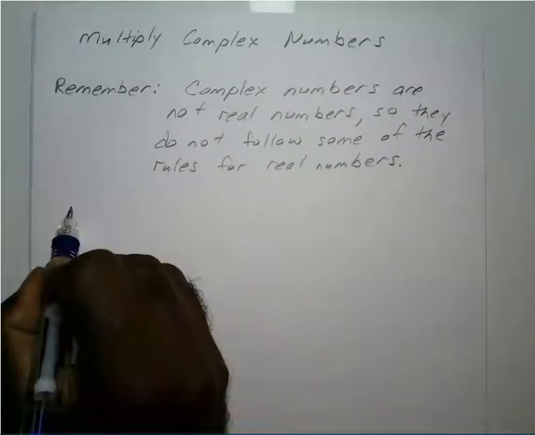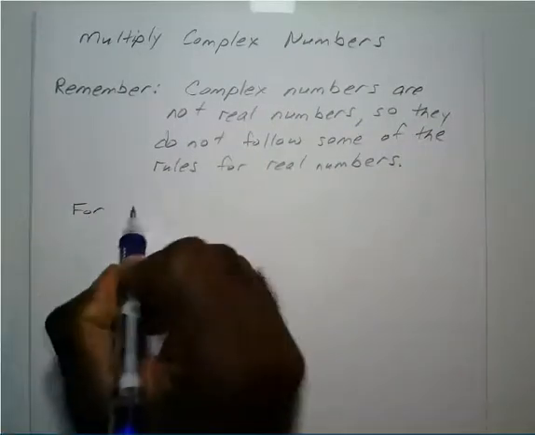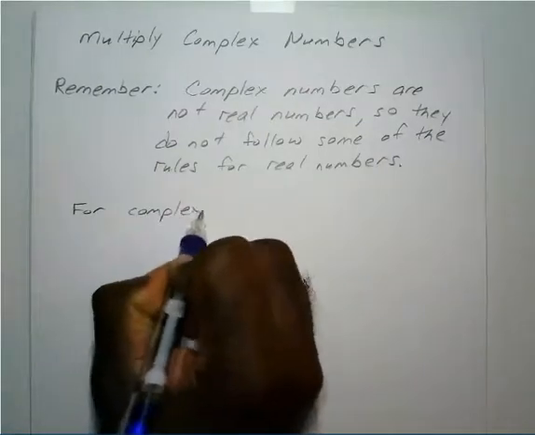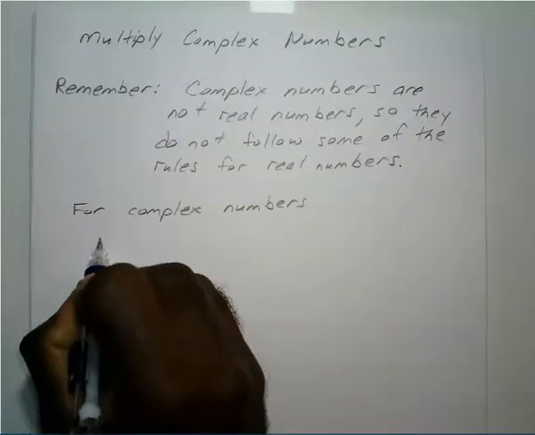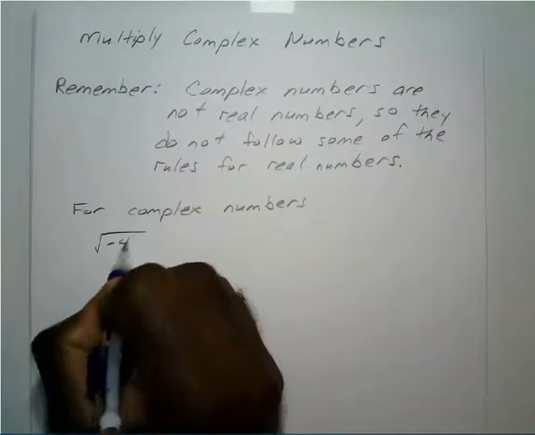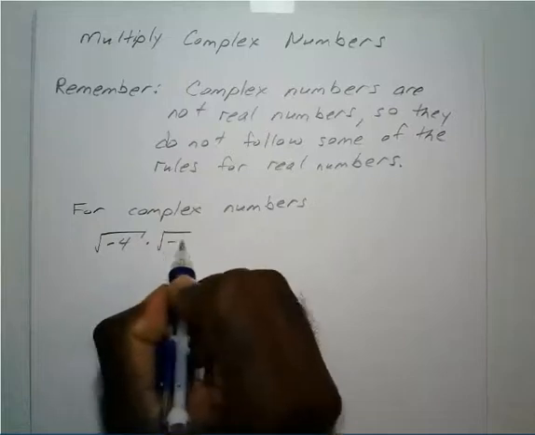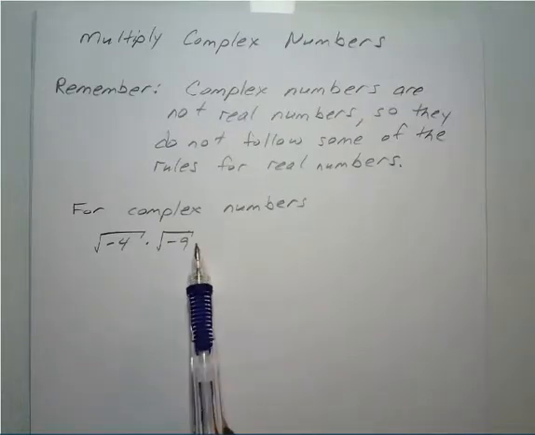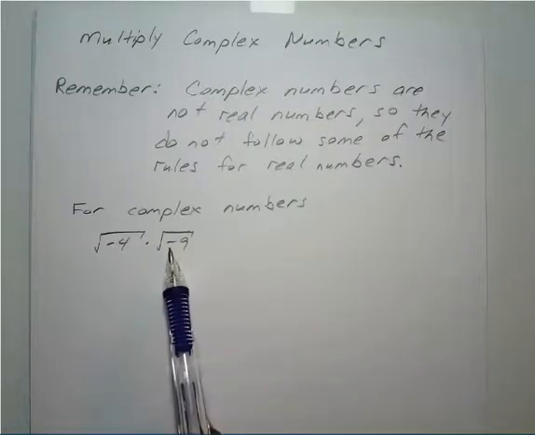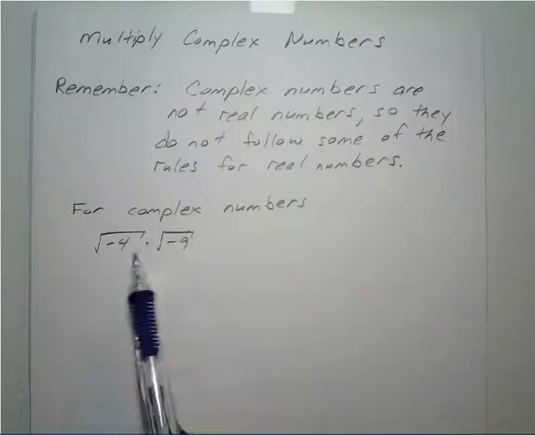Alright, so let's say, for example, for complex numbers, you want to multiply square root of -4 times the square root of -9. If you had real numbers, let's say square root of 4 times square root of 9, just +4 and +9, you can put them together under the same square root and make them square root of 4 times 9, or square root of 36. You can't do that here.